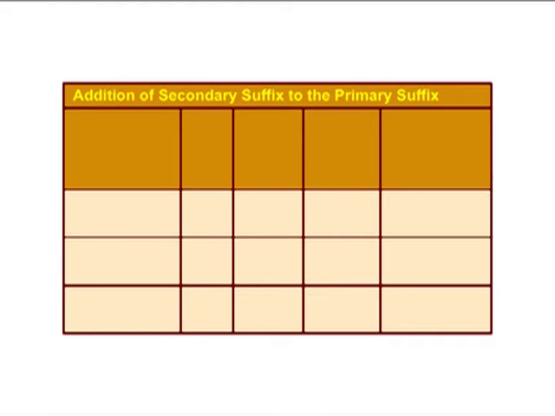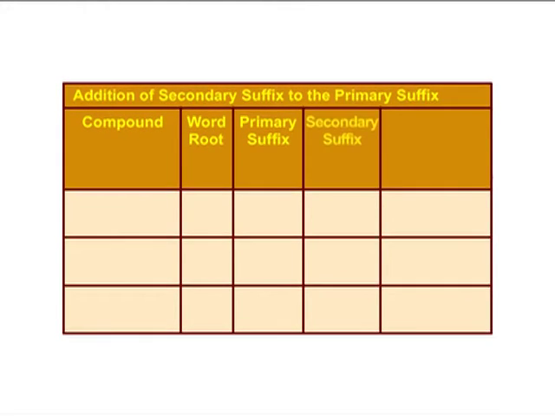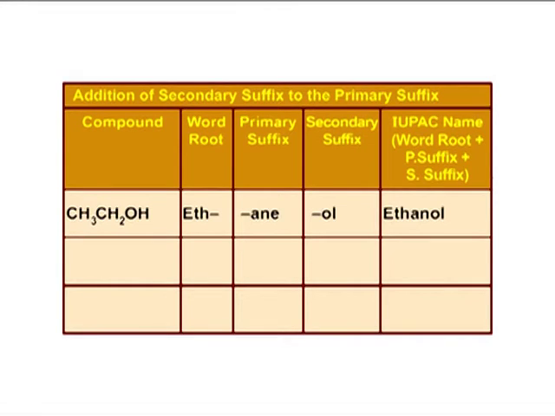Addition of secondary suffix to the primary suffix is shown in this table. We are looking at a compound, word root, primary suffix, secondary suffix and IUPAC name having word root plus primary suffix plus secondary suffix. For the compound CH3CH2OH, word root is eth, primary suffix is ane, secondary suffix is ol and its IUPAC name is ethanol.